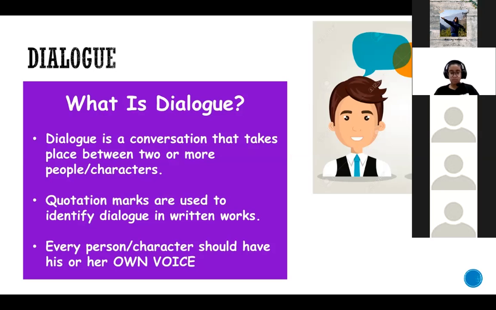Quotation marks are used to identify dialogues in written work. All right. We use quotation marks when we begin the conversation, the original words of the speaker. And there's a specific way they are placed very close to the beginning when you open it, and then after the punctuation mark when you close it. I am going to show them to you in our following slides.